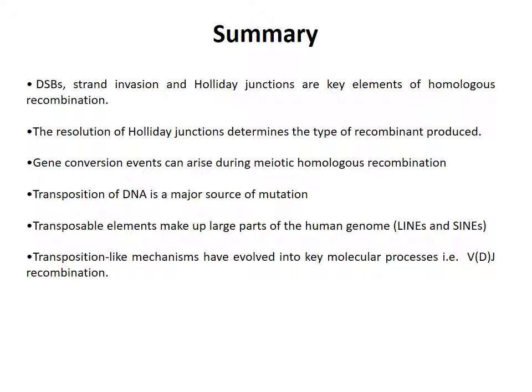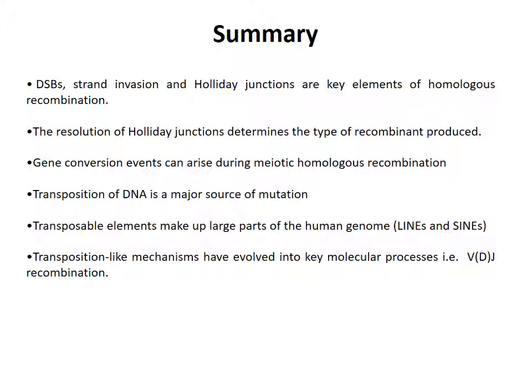So just to summarize, then, we've very quickly gone through different aspects of homologous recombination, talked about strand invasion and Holliday junctions as key elements of homologous recombination. Resolution of Holliday junctions determines the types of recombination that's produced. You can have crossover events or spliced events, or you can equally have patch resolution, which gives you a different type of recombination event. And this can be a little confusing, and it's dependent upon the plane in which that Holliday junction is resolved.